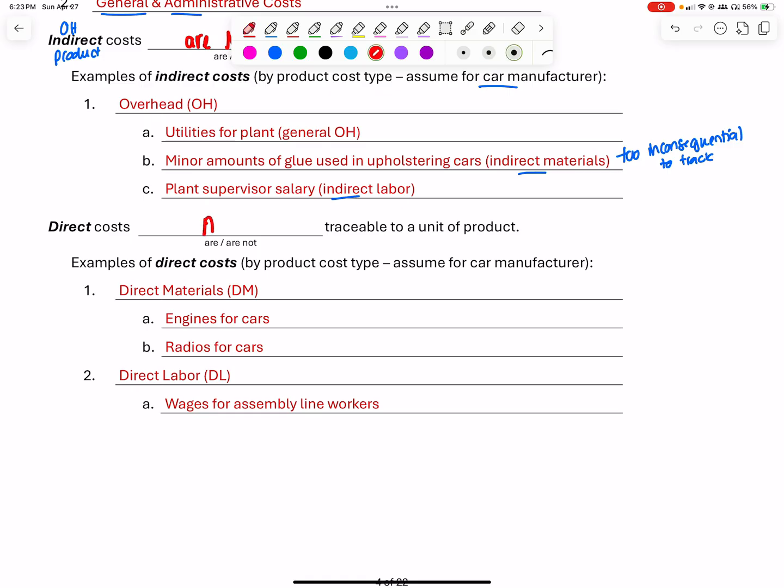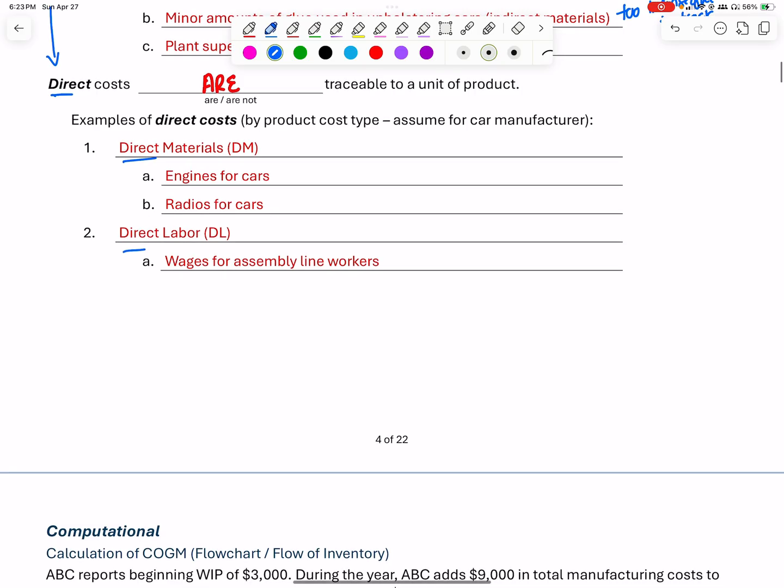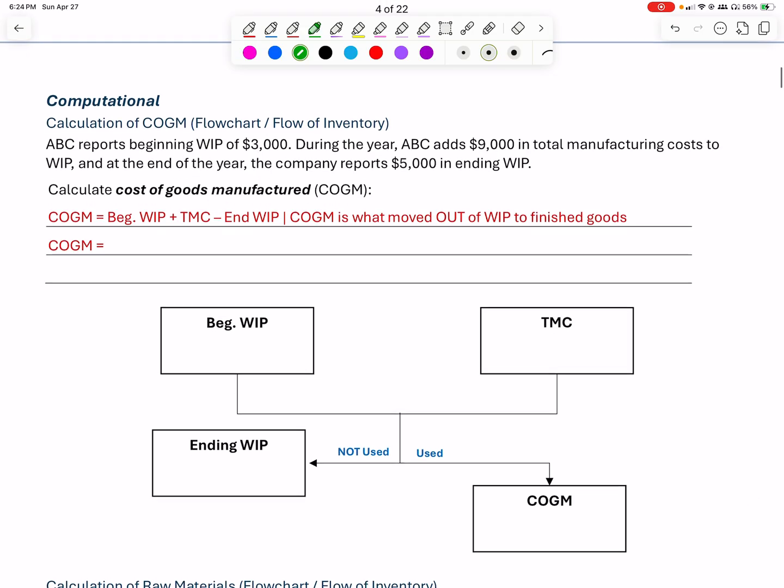Direct costs, on the other hand, are traceable to a unit of product. When we're saying indirect or direct, we're talking about product costs. Either way, that means they can only involve direct materials, direct labor, or overhead. Obviously, direct materials and direct labor have direct in the name. So for a car manufacturer, direct materials would be things like car engines, radios for the cars. I could trace those back to the units being made. For direct labor, it's the wages for assembly line workers. Direct labor is basically always labor cost for those who actually make the product. So basically always assembly line workers or production line workers. It could be phrased that way. But those are all direct costs, direct materials or direct labor. Like I said, direct is in the name.